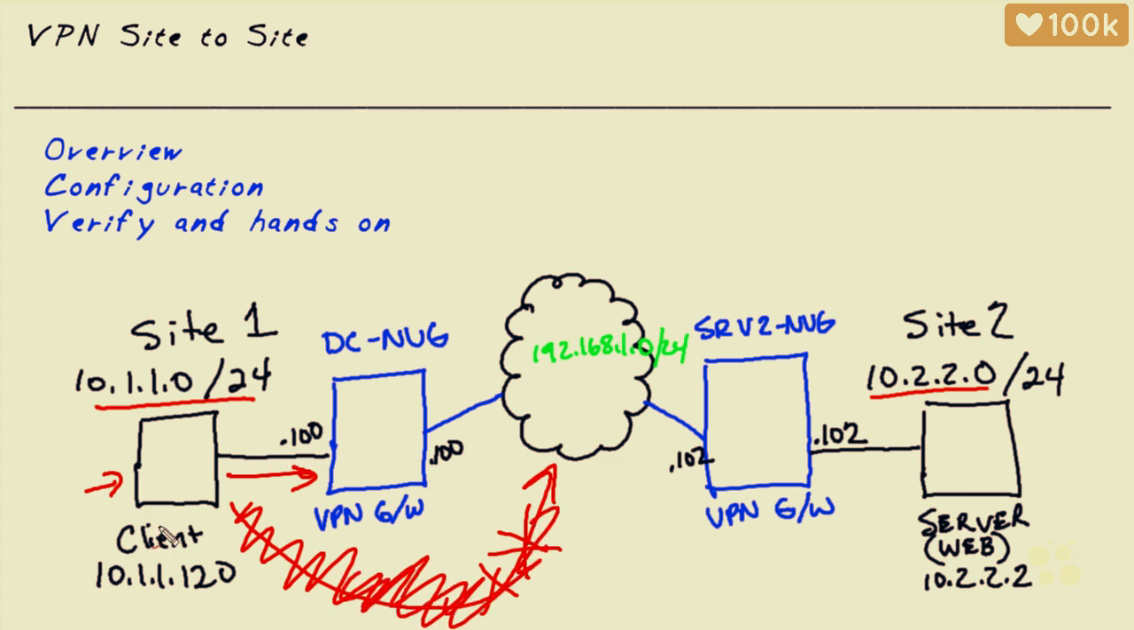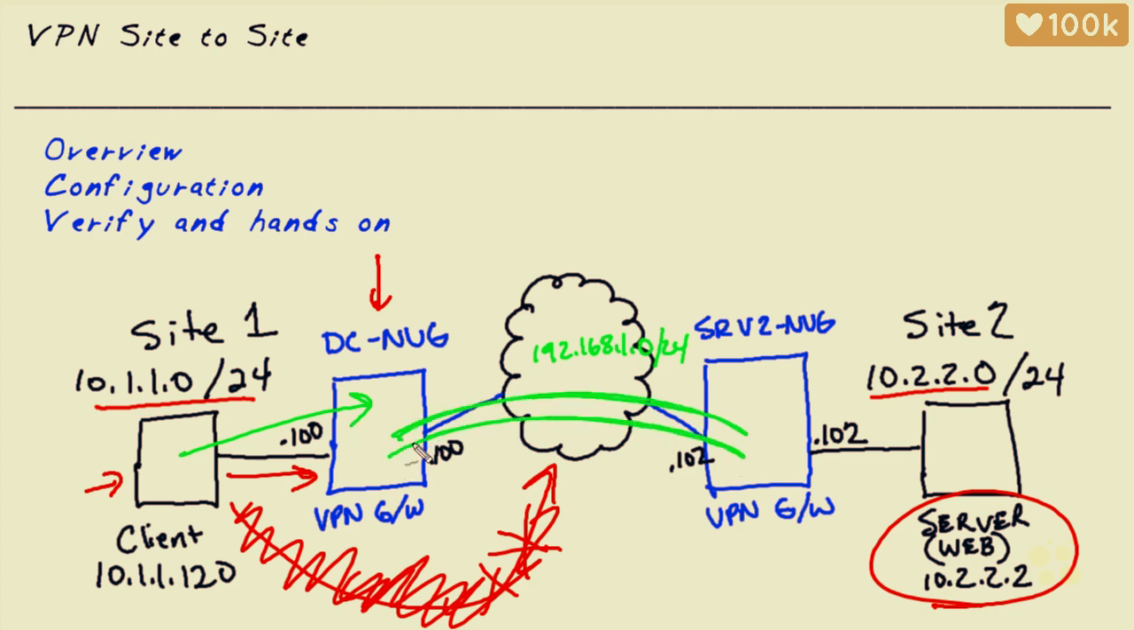And if the traffic is destined to the web server at 10.2.2.2, because DC-NUG has the demand interface, its end of the VPN tunnel, and it believes that to reach the 10.2.2 network it should forward traffic over that tunnel, the traffic from the user should go to DC-NUG, be encrypted, and sent over the VPN tunnel. Server 2 should then de-encapsulate that and forward the packet onto our server at 10.2.2.2. At which point, when the server responds, it'll follow that reverse process on the way back.